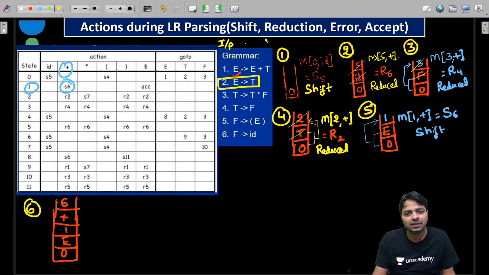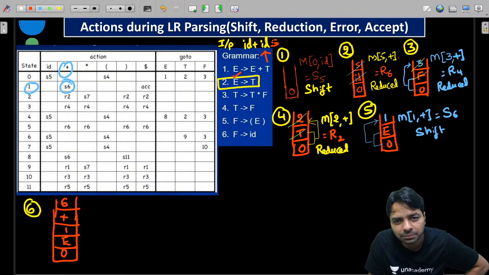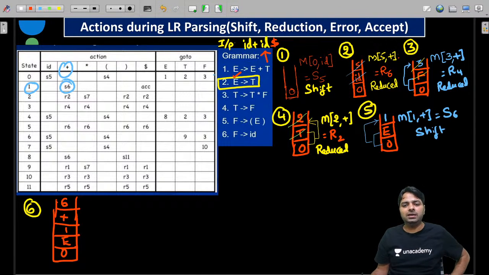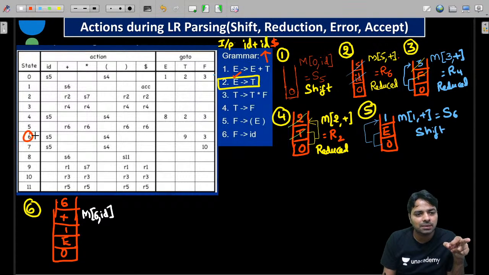Now after that, shift means the pointer is now pointing to ID. In the input, ID plus ID, we are now pointing to the second ID because we shifted and incremented. And remember that there is always a dollar at the end of the input. That is our assumption. Now we will start the process again, guys. M of 6 comma ID. Shift is over, right? 6 comma ID, what is that? S5. So we are going to do the shift again.